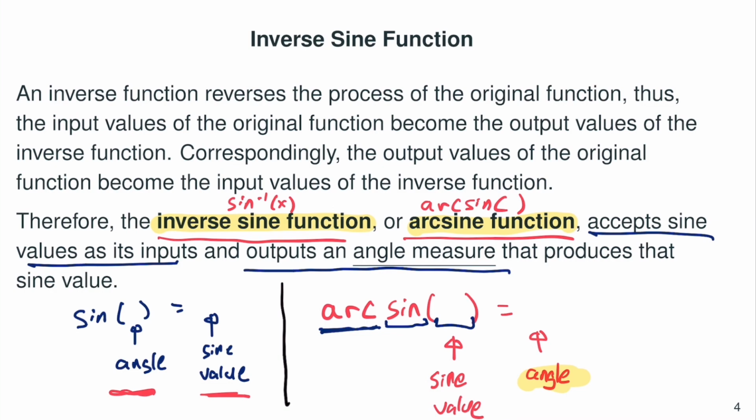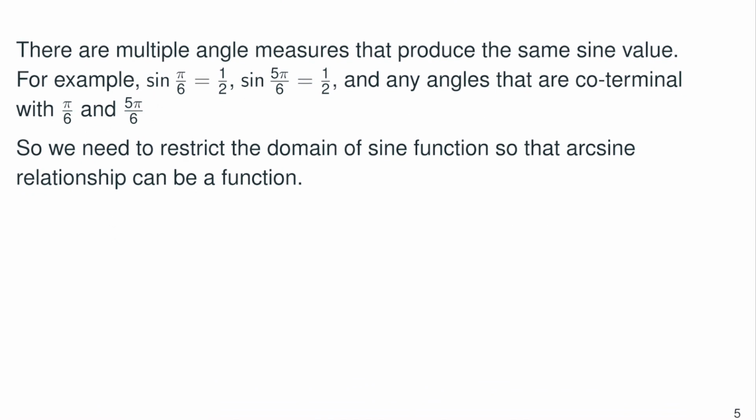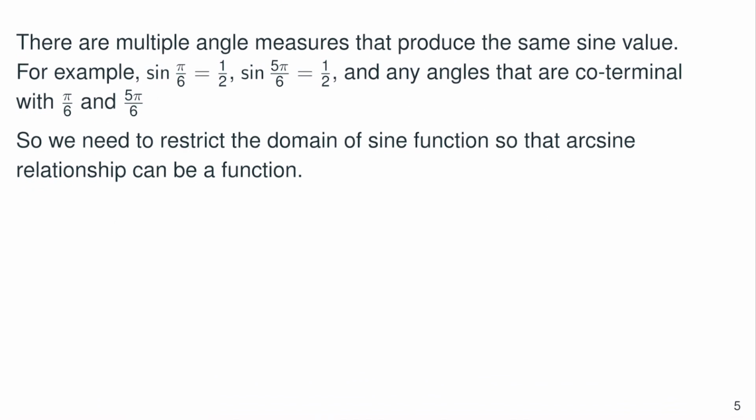So that's the main idea. Like I said earlier, we need to restrict the domain when we construct the arcsine function. The problem is there are multiple angle measures that produce the same sine value. For example, sine of pi over 6 is a half, and sine of 5 pi over 6 is also a half. Any angle coterminal to pi over 6 or 5 pi over 6 has the same output value of a half. So this is a problem when we're inverting the process.